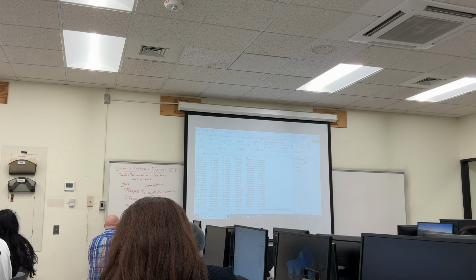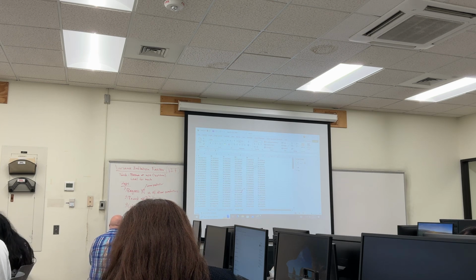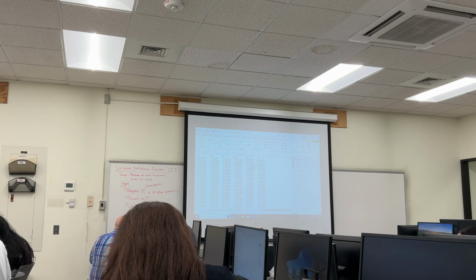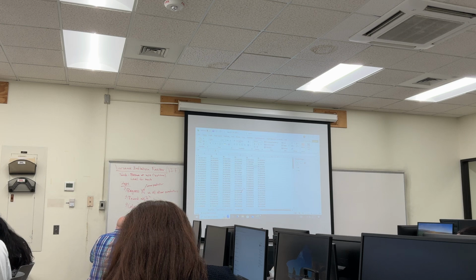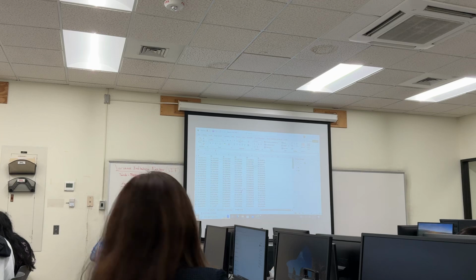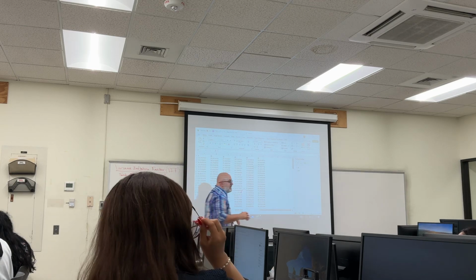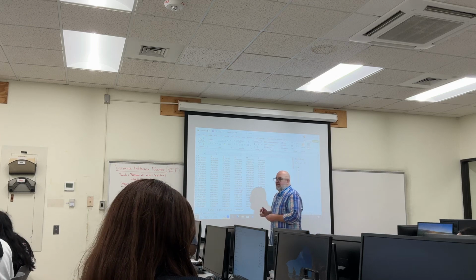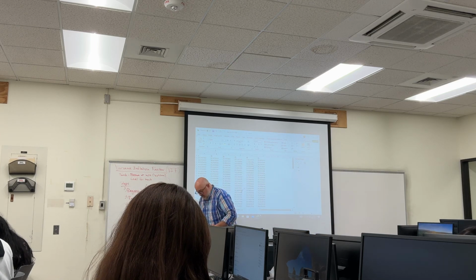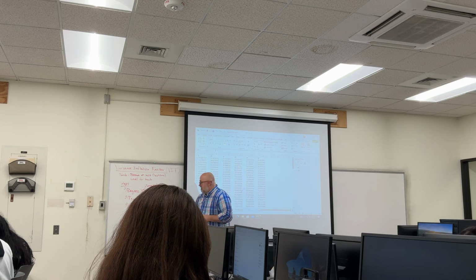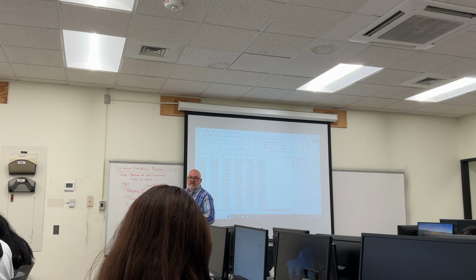And then a VIF greater than 10, serious collinearity. So if you see a VIF of greater than 10, toss it. That variable is fully predicted by your other variables. What does a VIF of 10 mean from the perspective of R squared?